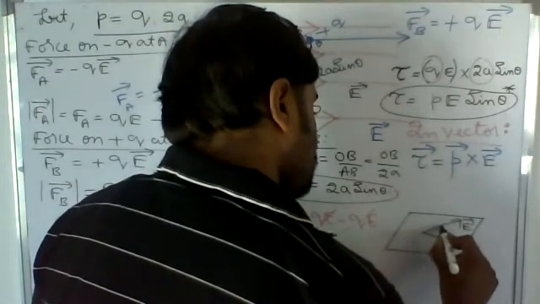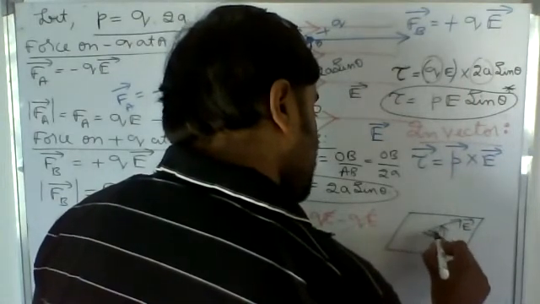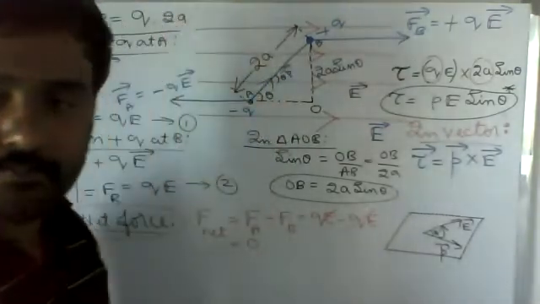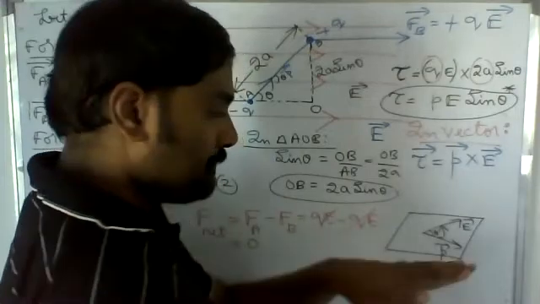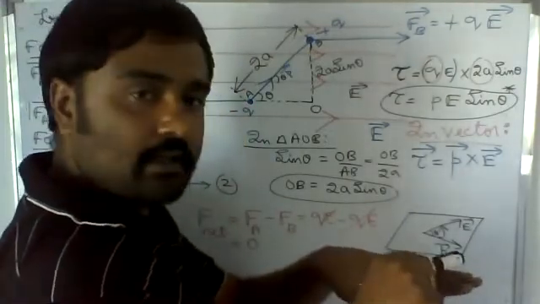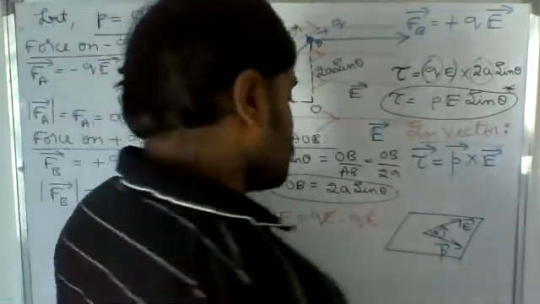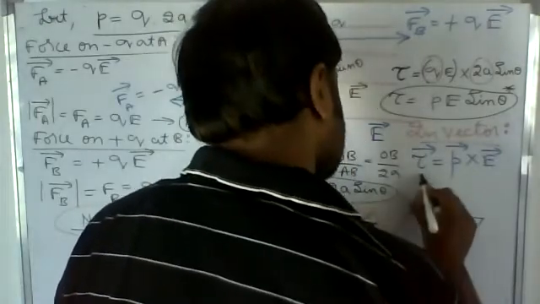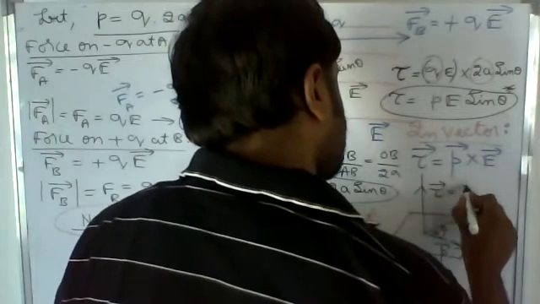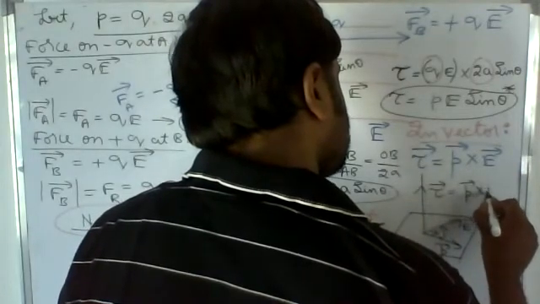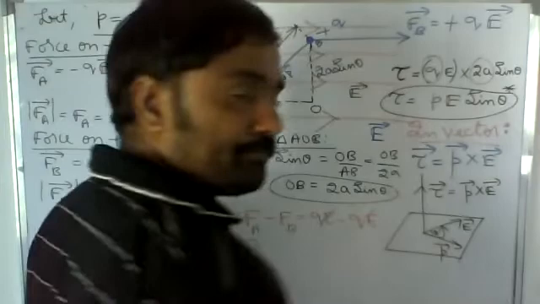P vector, E vector. Theta is the angle between P vector and E vector. So P vector and E vector lie in a plane. Those are rotational vectors. So this is the direction of torque. Tau vector is equal to P vector cross E vector.